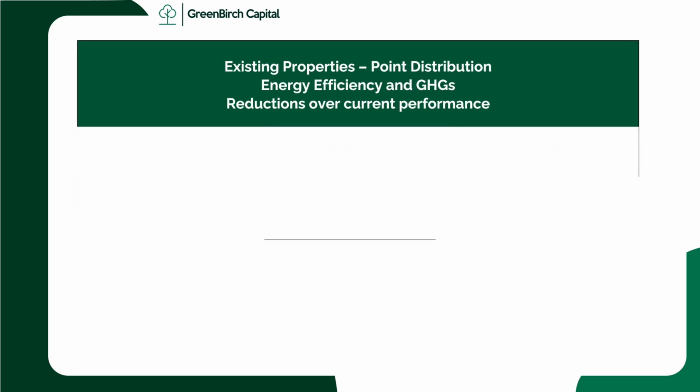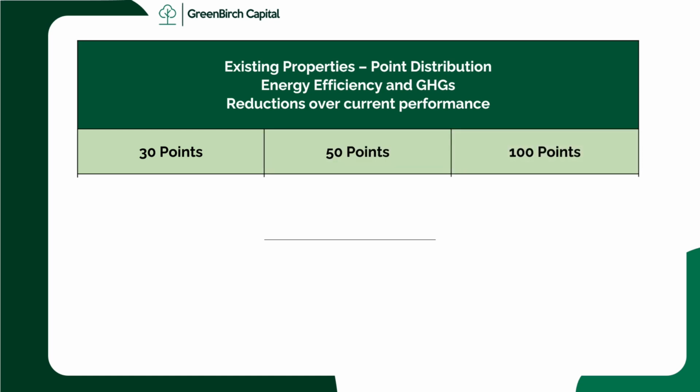Now let's look at energy efficiency. For existing buildings, there are 3 key tiers: 30, 50, and 100 points. To get 30 points for energy efficiency, you have to achieve a 15% reduction in the energy consumption of the building from where it is currently.